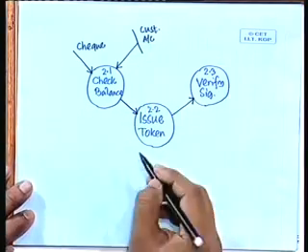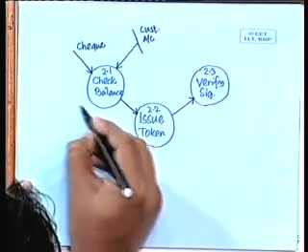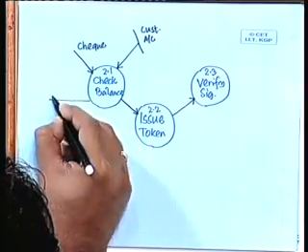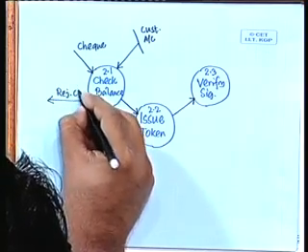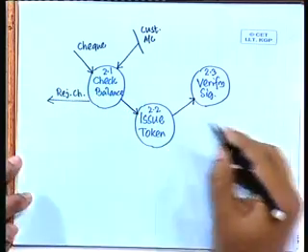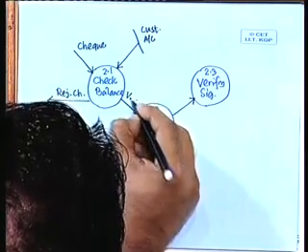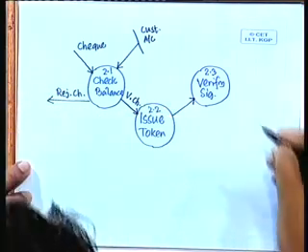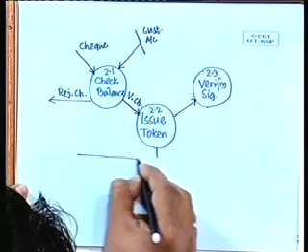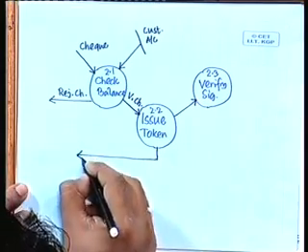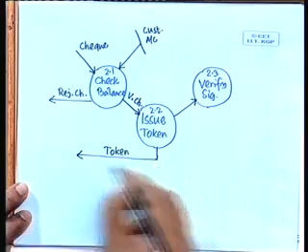Then issue token. Now, after checking balance, you may also reject the check. So, you can say rejected check, and this is what we may call verified check. Then issue token, here you are issuing token.